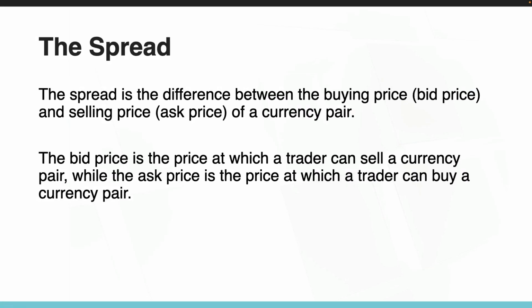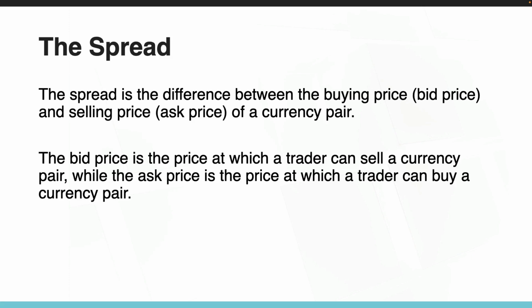In this video, we'll be talking about the spread. So the spread is the difference between the buying price, which is the bid price, and selling price, also known as the ask price of a currency pair. The bid price is the price at which a trader can sell a currency pair, while the ask price is the price at which a trader can buy a currency pair.